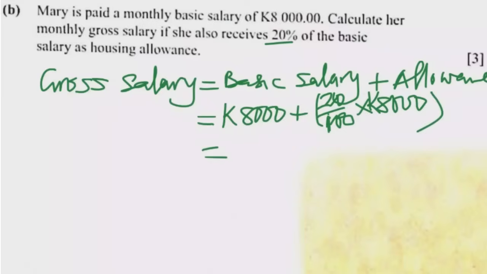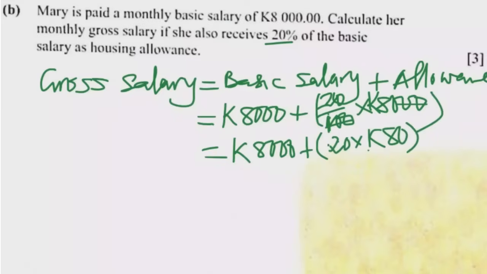Okay, so what we're going to say is 8,000 plus, so let's work out what is in the brackets first. 100 into 8,000 will go 80 times. So we cancel the 2 zeros. When you cancel 100 down, we cancel 2 zeros from 8,000. So we remain with 80. So we can say open bracket 20 times 80 kwacha, close bracket. Okay, so we continue writing 8,000.